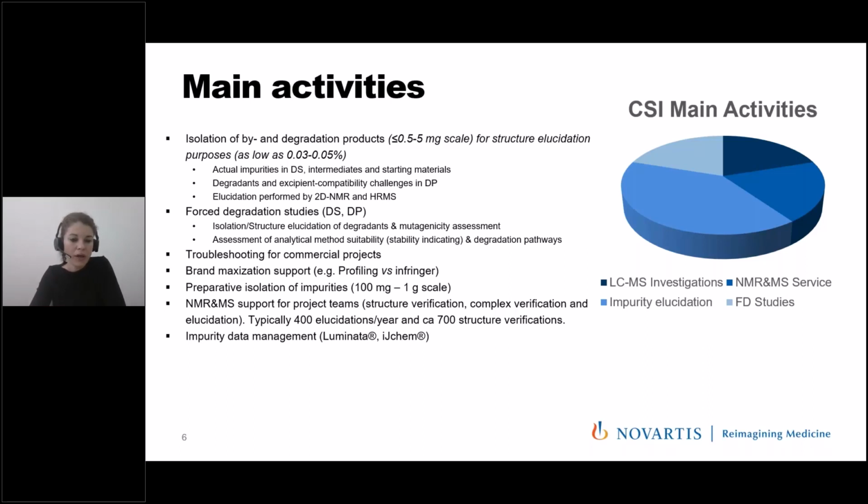We also work in impurity data management. We have our own database that is based on Instant JChem and are onboarding now our data and our compounds into Luminata, which is an ACD/Labs software that you might be aware of. So this is how the different activities in the pie make up our overall capacity and portfolio.